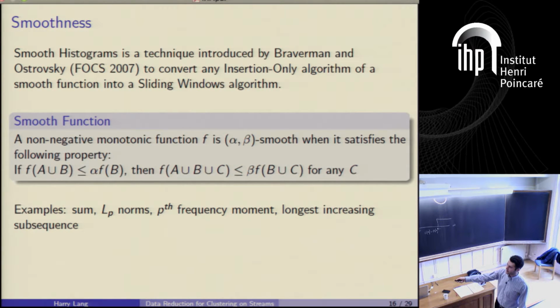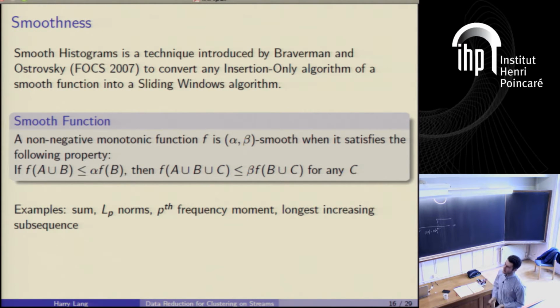If I have a prefix and a suffix, then, again, this is monotonic, so f of b is always less than f of a union b. That's always true. But in addition, if it's not too far less, if I multiply it by alpha and it becomes bigger, so basically the prefix and the suffix have similar cost, then adding any suffix onto those, it remains similar to some constant.